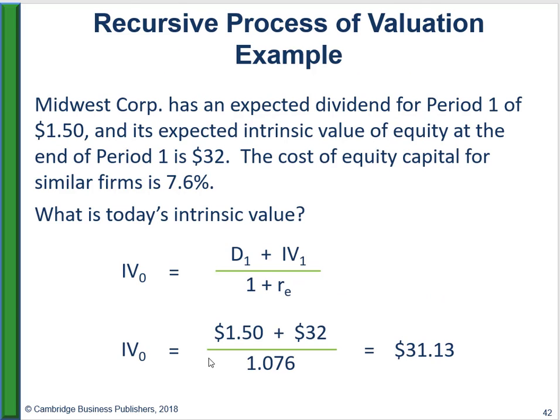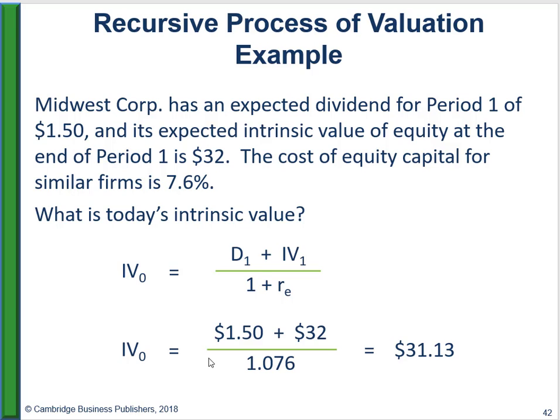Let's walk through an example, and hopefully that'll be a little bit more clear. Midwest Corp, again, in this example, has an expected dividend for period 1 of $1.50, and its expected intrinsic value of equity at the end of period 1 is $32. That's the more challenging piece, to come up with that expected intrinsic value, but let's deal with that next. The cost of equity capital for similar firms is 7.6%. What is the intrinsic value today?